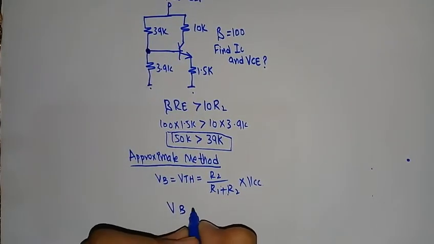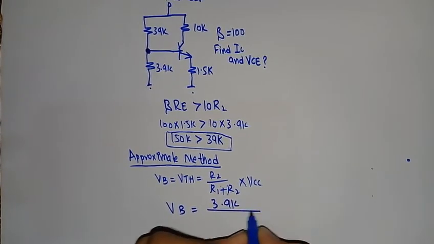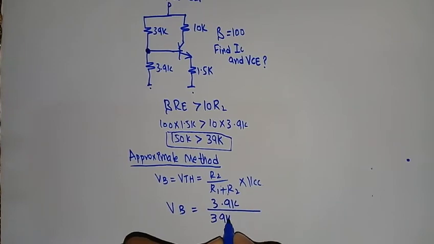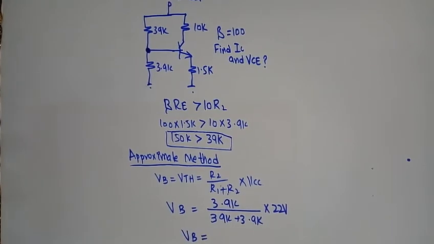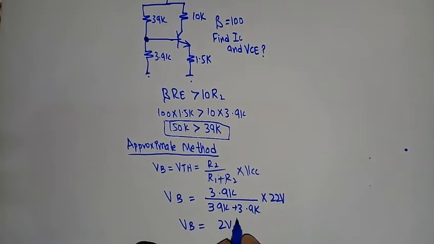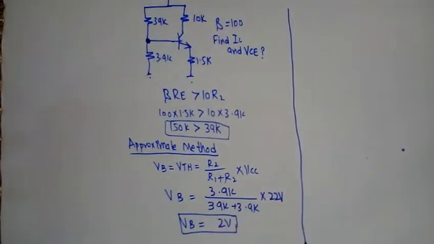So the base voltage will be calculated by putting in the values: 3.9k divided by 39k plus 3.9k, multiplied with 22 volts. After evaluating, the answer will be equal to 2 volts. So the value of base voltage is 2 volts.